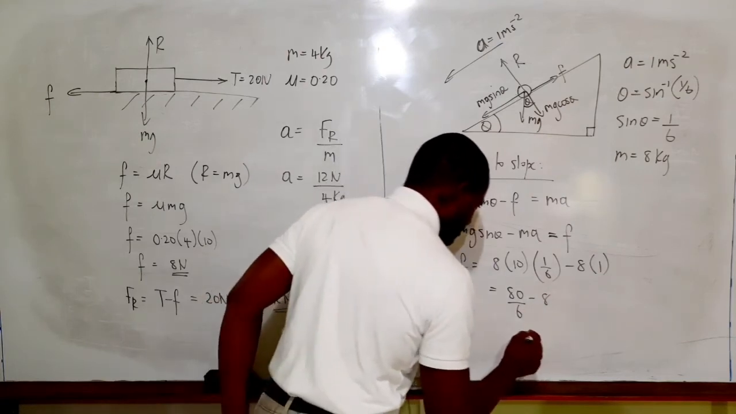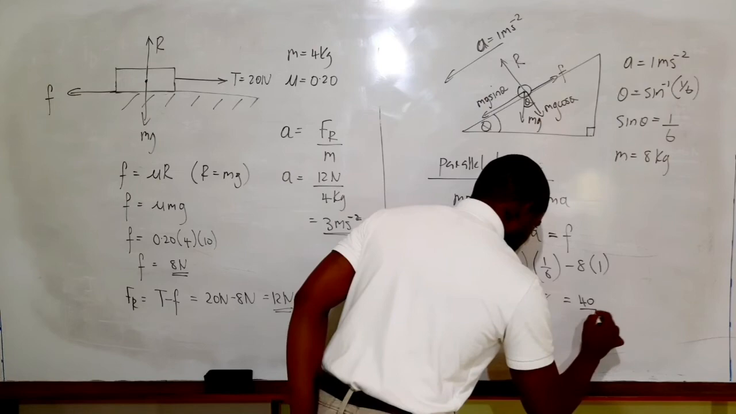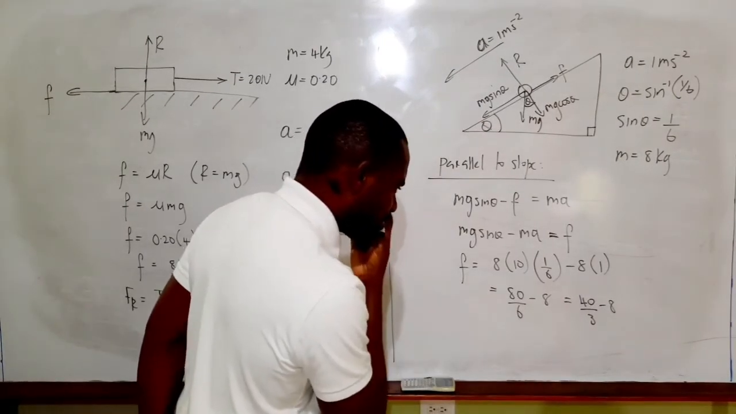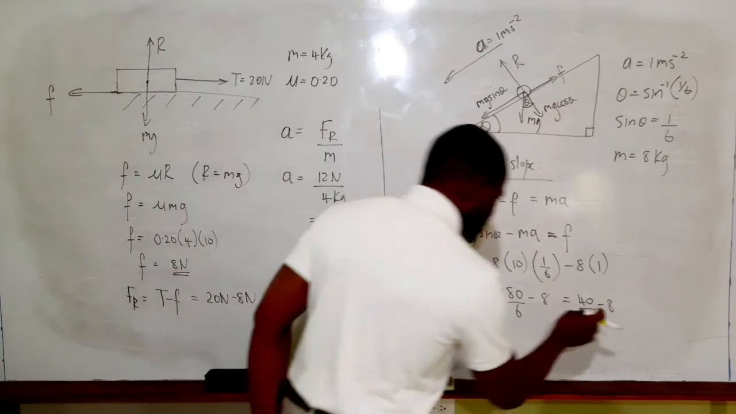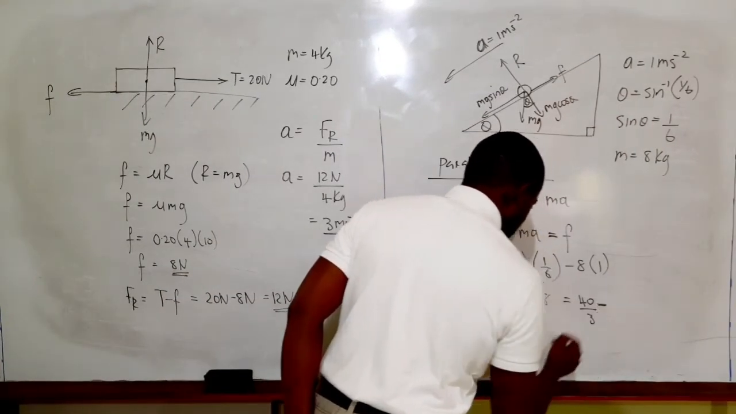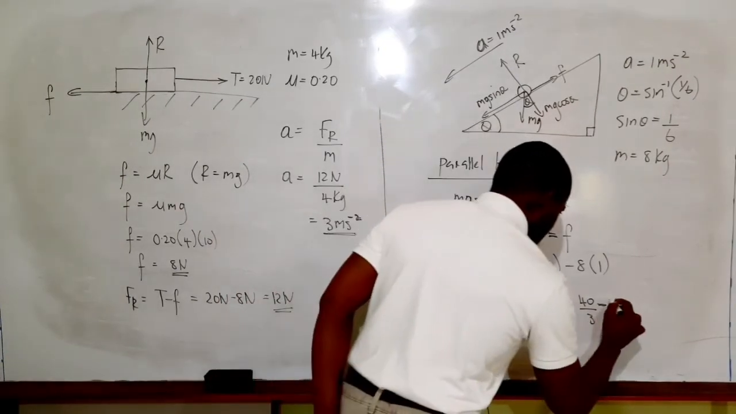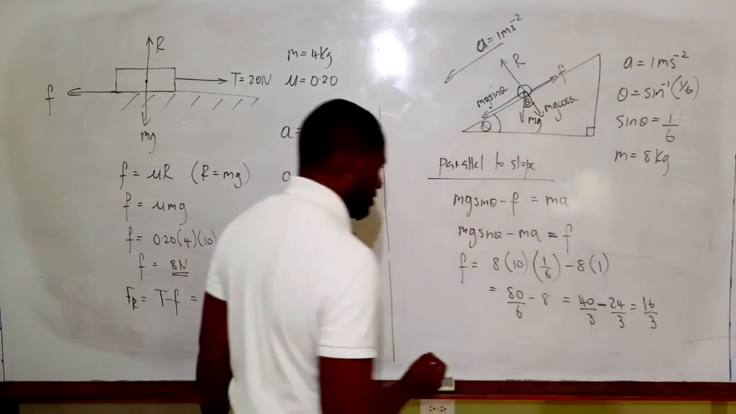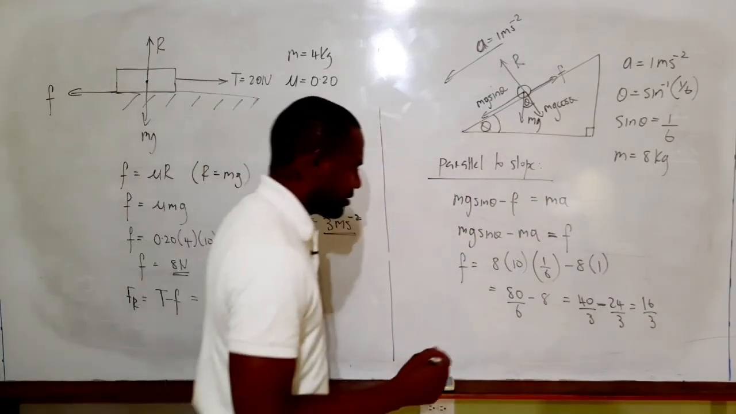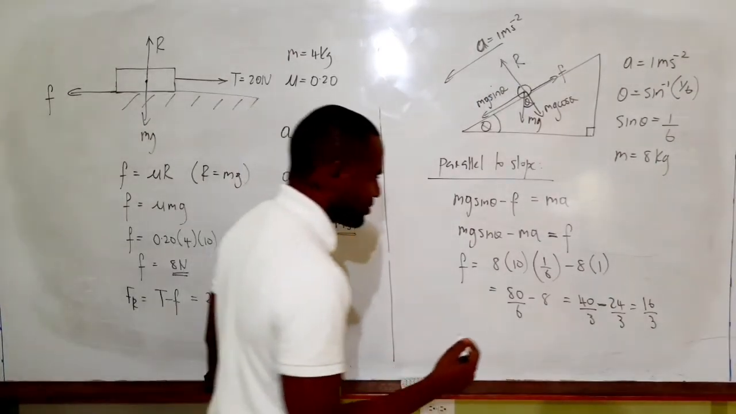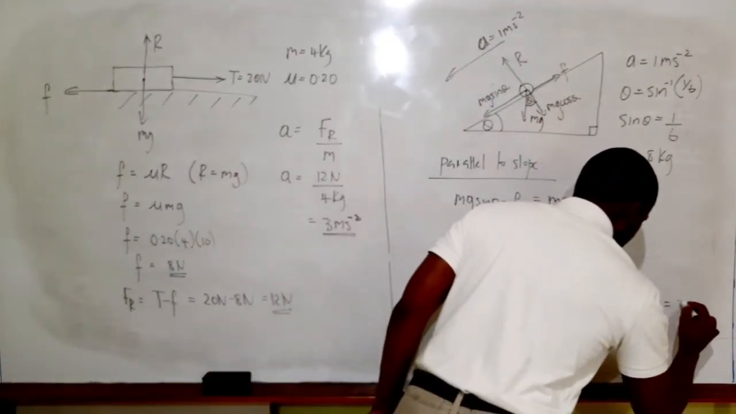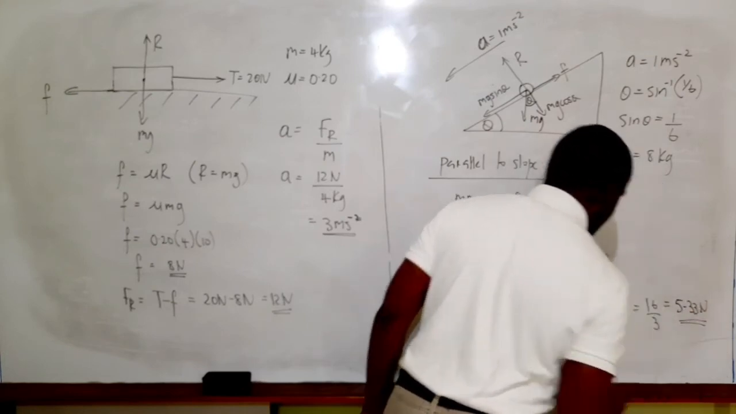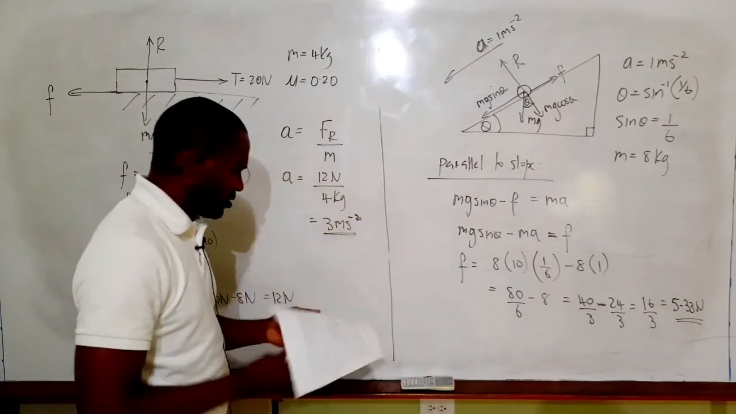Same thing as 40 over 3 minus 8. We can write 8 as, let's just leave it as a fraction for now, 40 over 3 minus 24 over 3. So this gives us 16 over 3. So the frictional force is 16 over 3, or approximately 5.33 newtons. So the frictional force F is equal to 5.33 newtons, right?